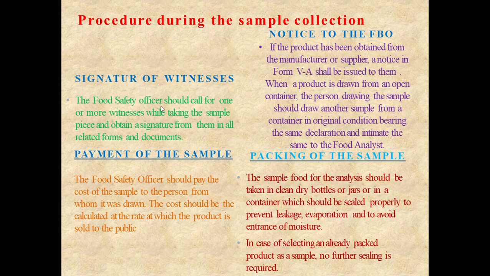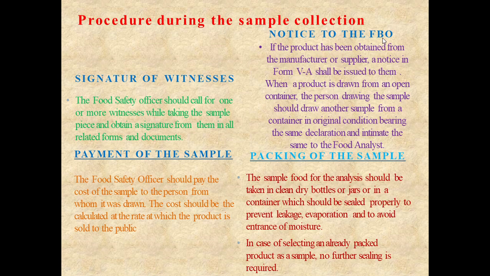Signature of the witness. The food safety officer should call for one or more witnesses while taking the sample pieces and obtain a signature from them in all related forms and documents. Payment of the sample. The food safety officer should pay the cost of the sample to the person from whom it was drawn. The cost should be calculated at the rate at which the product is sold to the public.